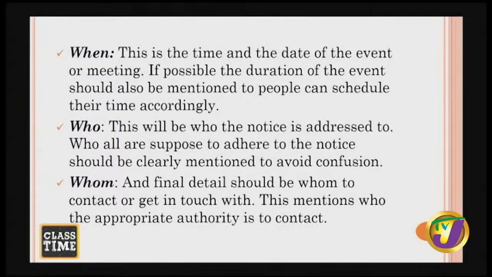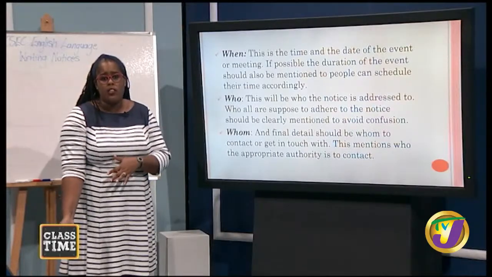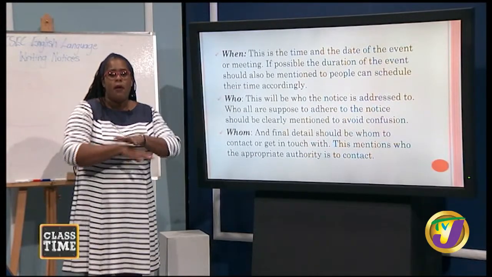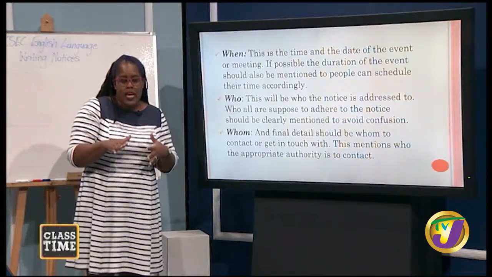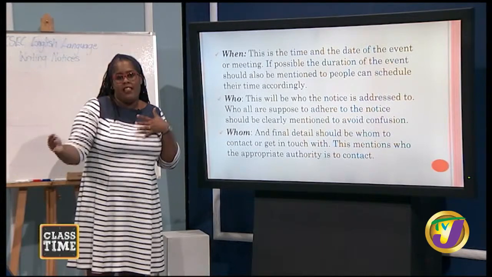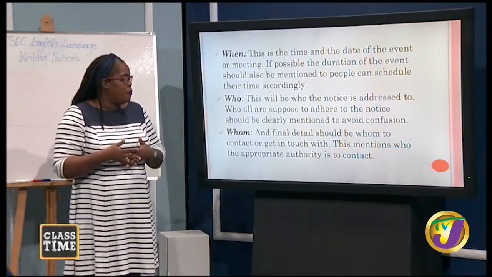When? This is the time and the date of the event or meeting. If possible, the duration of the event should also be mentioned so people can schedule their time accordingly. So when you have the date and the time, persons can know whether or not they'll be able to attend the function, or they can make some scheduling to ensure that yes, they can make the event.